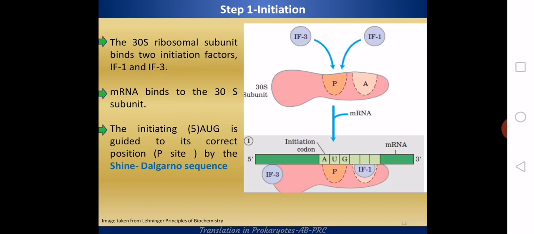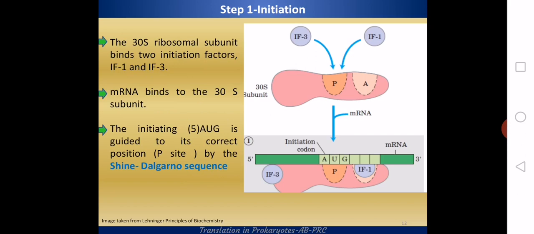Clear? And the initiating sequence, that means AUG, is the start codon. So this codon within the mRNA will be guided to the P site, and this is the site that AUG has to occupy in order to start translation. And this is guided by a particular sequence in the mRNA called the Shine-Dalgarno sequence. Clear? So this is the first step. There is IF1 and IF3 binding onto the 30S subunit, and also the mRNA is attaching to the 30S subunit.